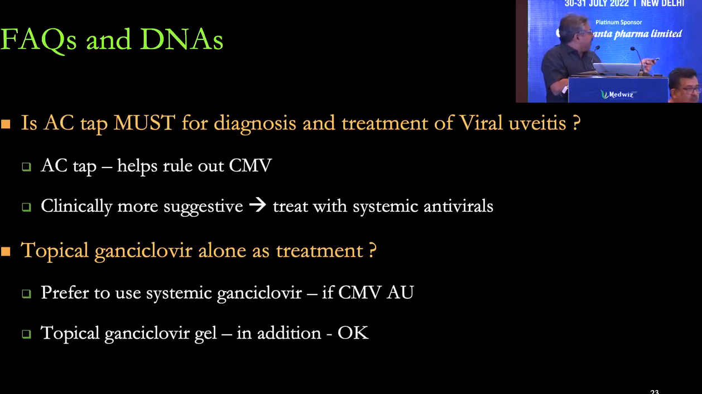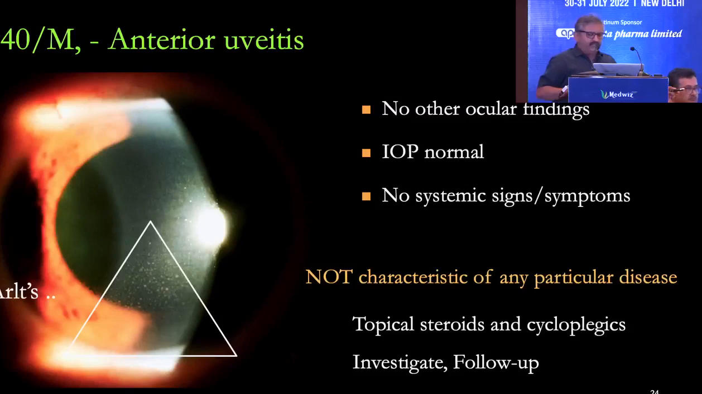If it is clinically more suggestive, treat with systemic antivirals. We treat with systemic ganciclovir if it's proven CMV anterior uveitis, with topical ganciclovir along with it, not as standalone therapy. We saw all the classical patterns, but sometimes it just comes like this, not characteristic of any particular disease, so you need to have a broad spectrum investigation and follow up.